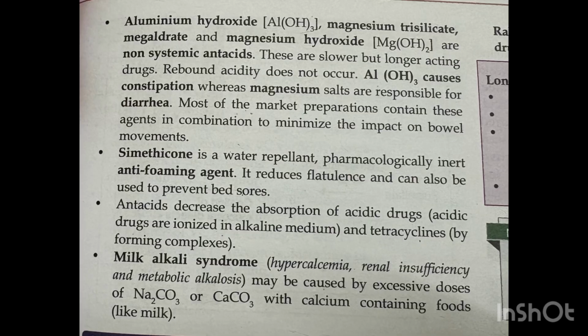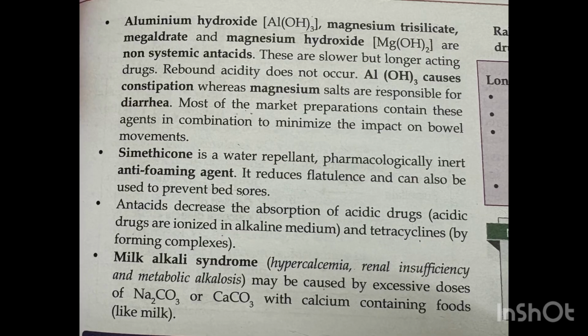Aluminium hydroxide causes constipation, whereas magnesium salts are responsible for diarrhea. Most of the market preparations contain these agents in combination to minimize the impact on bowel movements. Simethicone is a water repellent, pharmacologically inert anti-foaming agent. It reduces flatulence and can also be used to prevent bed sores.